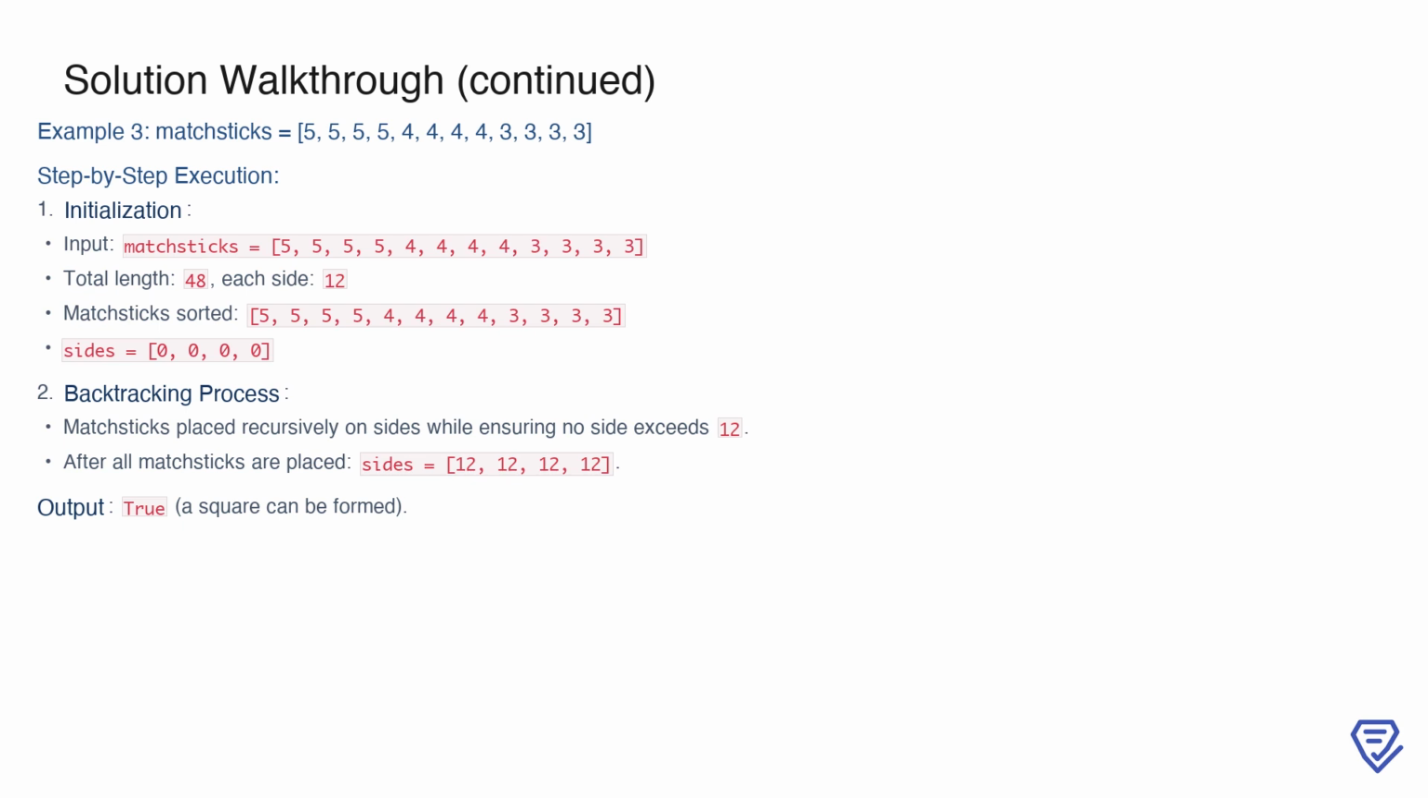In the third example, the matchsticks have lengths 5, 5, 5, 5, 4, 4, 4, 4, 3, 3, 3, 3, with a total length of 48. Each side of the square must therefore be 12. The matchsticks are already sorted, and we initialize the sides of the square as 0, 0, 0, 0. Using the backtracking process, matchsticks are placed recursively on the sides while ensuring that no side exceeds the required length of 12. After all matchsticks are placed, the sides are 12, 12, 12, 12, which confirms that a square can be formed with these matchsticks. The output for this example is true.